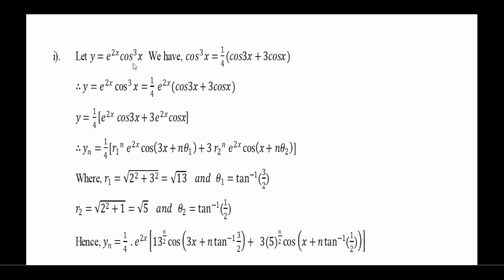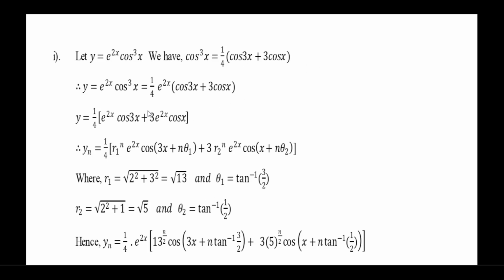E power 2x into cos cube x. Cos cube x is 1 by 4 into cos 3x plus 3 cos x. So y is equal to 1 by 4 into e power 2x cos 3x plus 3 into e power 2x into cos x. You apply nth formula. So here r1 is equal to root 13, theta is equal to tan inverse of 3 by 2, and r2 is equal to root 5, theta is equal to tan inverse of 1 by 2.